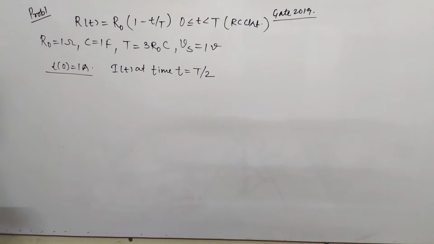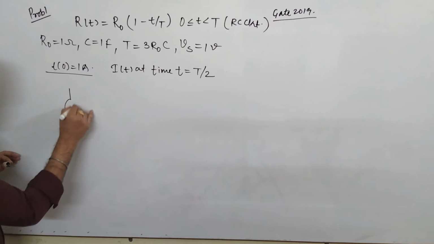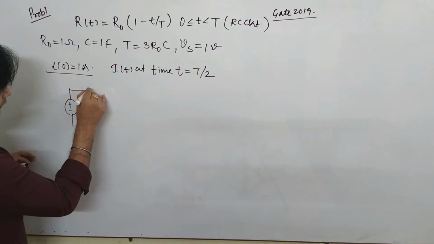The initial value of current was mentioned as 1 ampere. You have to find the solution for IT at time t equal to T by 2 with this as your circuit. This was the circuit.